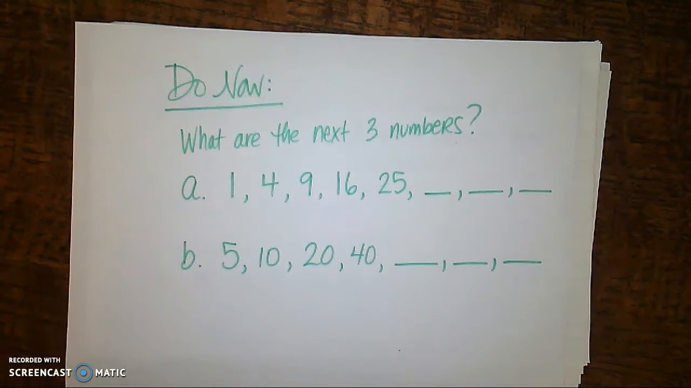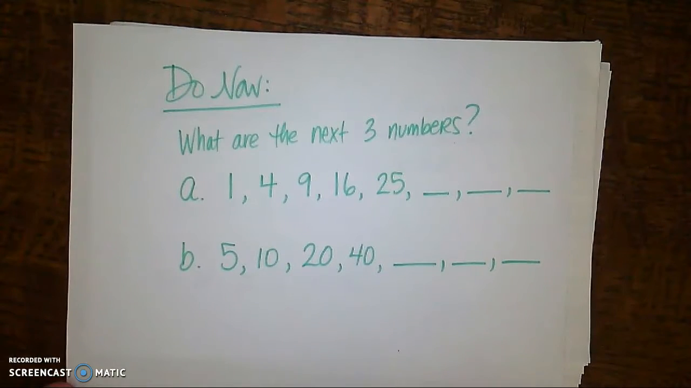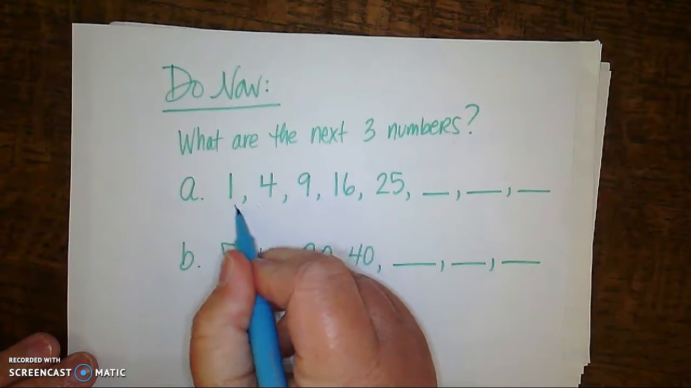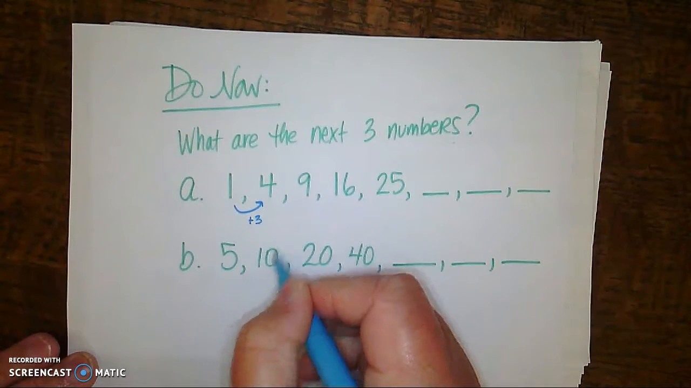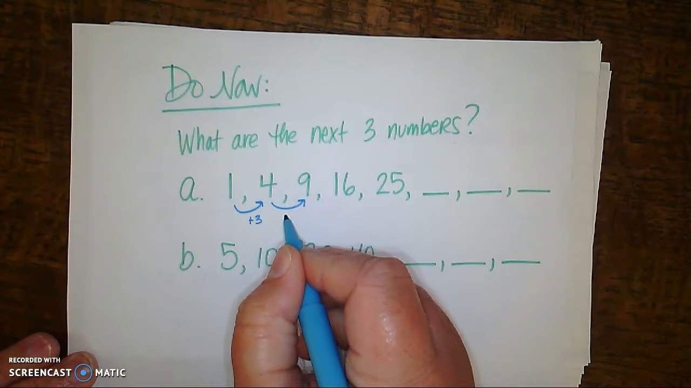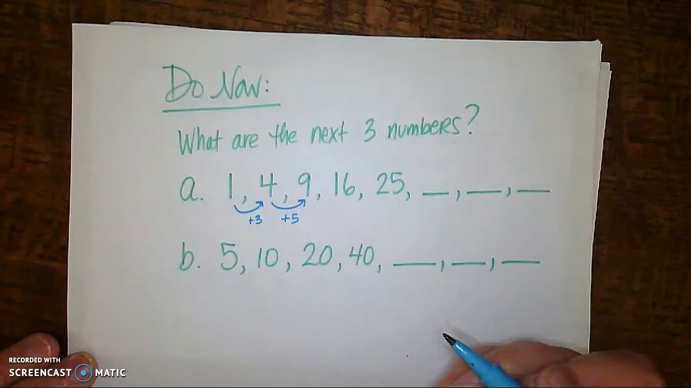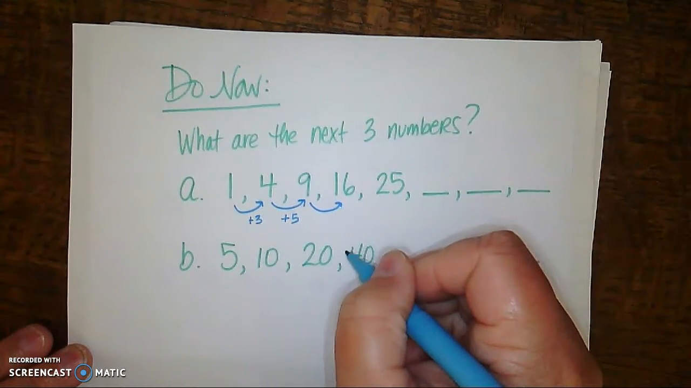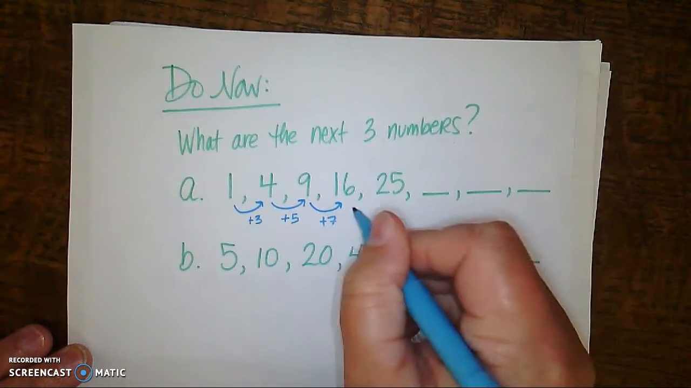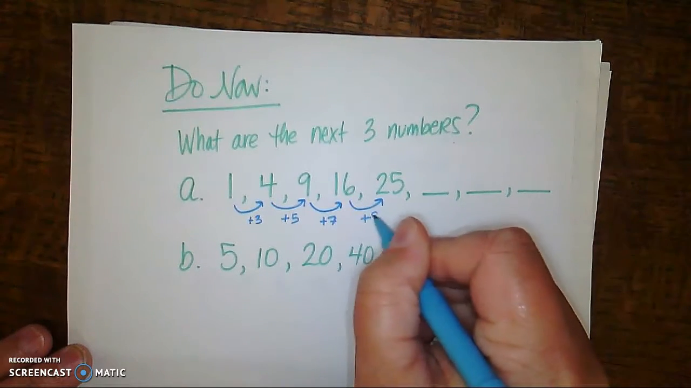In the Do Now, I'm asking you what are the next three numbers in each sequence. So there's a few ways you can do these. Some of you might recognize some patterns here, some of you might not. If we go from 1 to 4, you realize we're adding 3. From 4 to 9, we're not adding 3, we're adding 5. From 9 to 16, we're adding 7. From 16 to 25, we're adding 9.